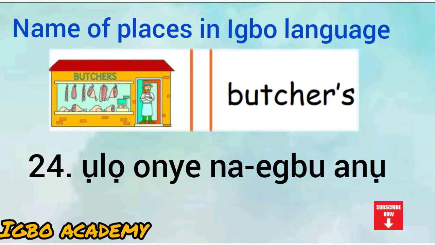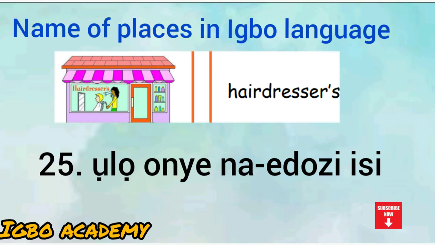24. The butchers is called Ụlọ onye na-egbu anụ. 25. The hairdressers is called Ụlọ onye na-edozi isi. That's the salon.